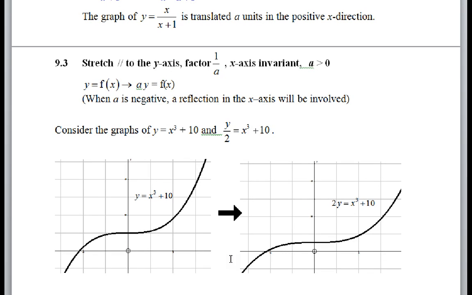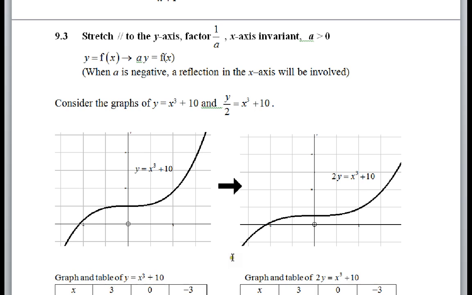10.3 Stretch parallel to the y-axis. Now, again, we use a similar graph. Let's take a look. y equals x cubed plus 10. We can use any graph in the world, but for simplicity, I give a cubic graph. Now let's see if I replace y with 2y, what happens?